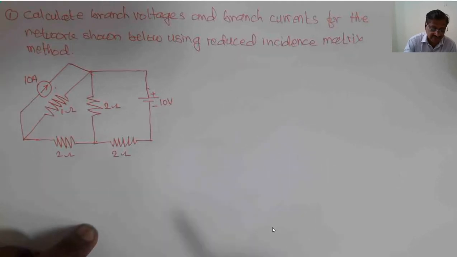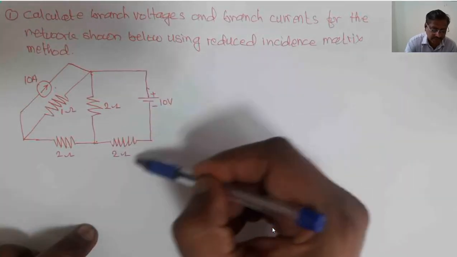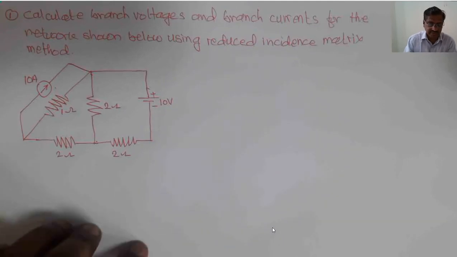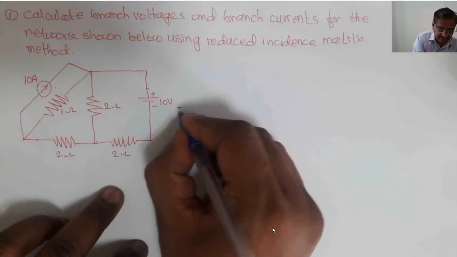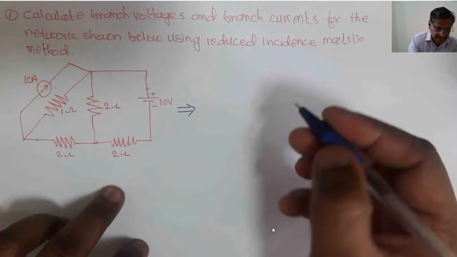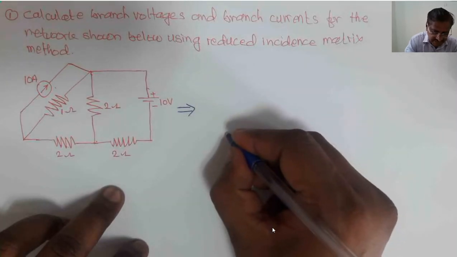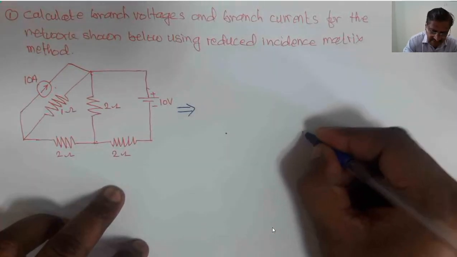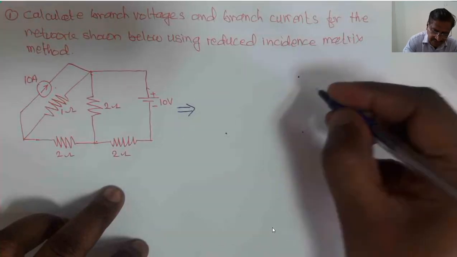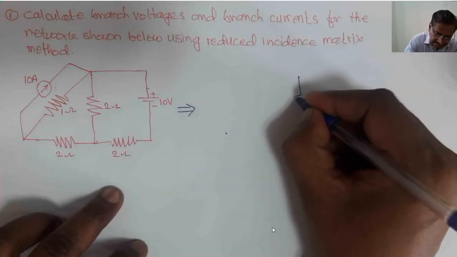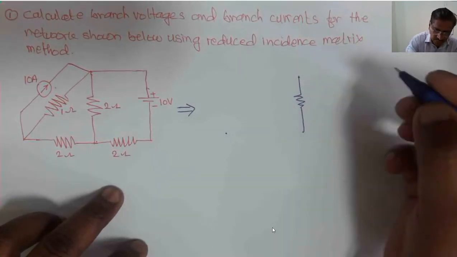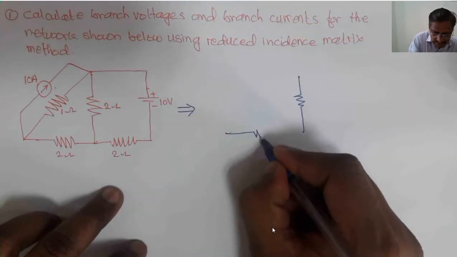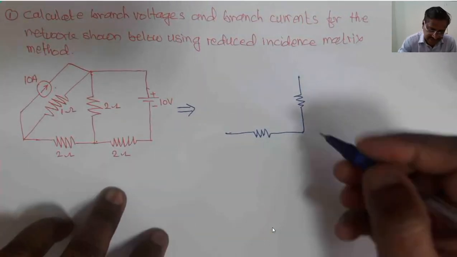The better way, first, I will convert this voltage source into a current source and we will redraw the same figure. If we are redrawing this figure, this is one node, this is the second, and this will be the third. I am redrawing the figure and converting the given voltage source into a current source.